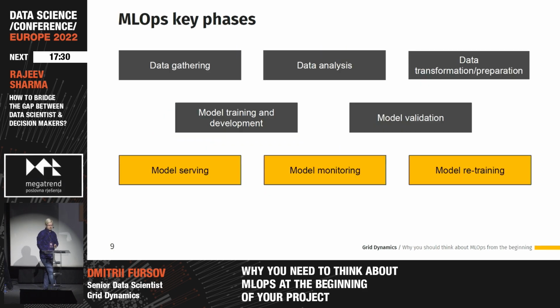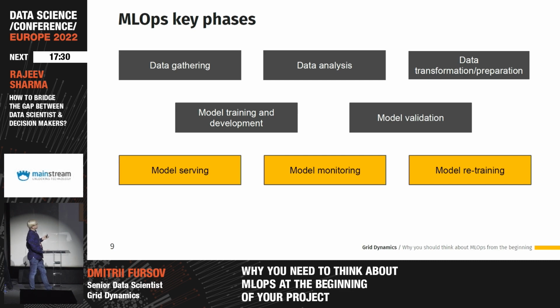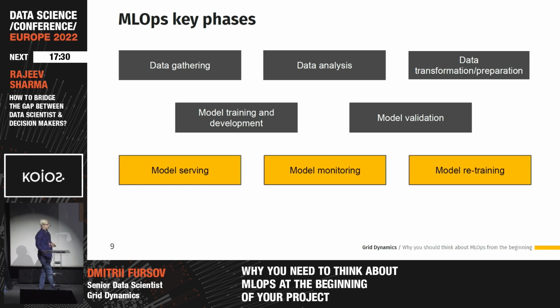On this slide, we can see key phases of MLOps. In black boxes, I highlighted classic things which are related to almost every project: data gathering, data analysis, data transformation and preparation, model training and development, and model validation. And in yellow boxes, I highlighted things which are related to MLOps specifically: model serving, model monitoring, and model retraining. And there are topics which MLOps includes in scope of the projects.